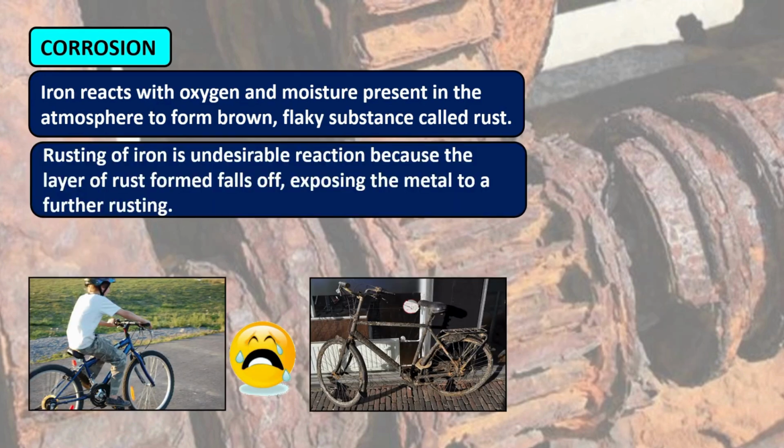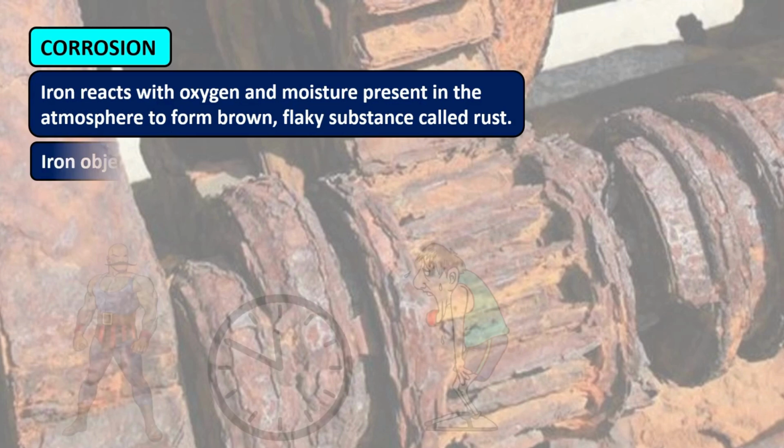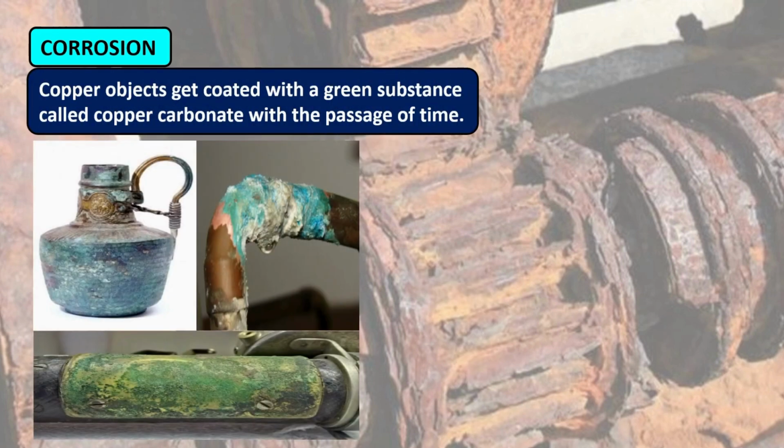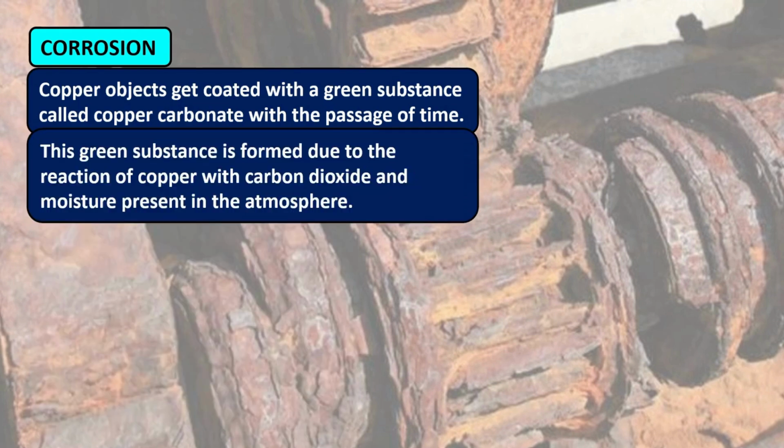Rusting of iron is an undesirable reaction because the layer of rust formed falls off, exposing the metal to further rusting. Iron objects become weak with the passage of time. Copper objects get coated with a green substance called copper carbonate with the passage of time. This green substance is formed due to the reaction of copper with carbon dioxide and moisture present in the atmosphere.